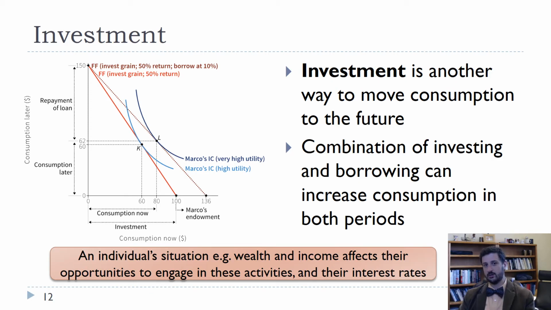I can use that as collateral. I'll borrow some more, invest that. If I'm only paying 10% interest on what I borrow, but I'm earning 50% interest on my investment, then I can consume even more. And so that would be at point L, right, where he consumes 80 today and 62 in the future. Now, obviously, this comes with a little bit of risk, right? And so this type of analysis is not really able to analyze that risk, but that would be an important concept in real life.